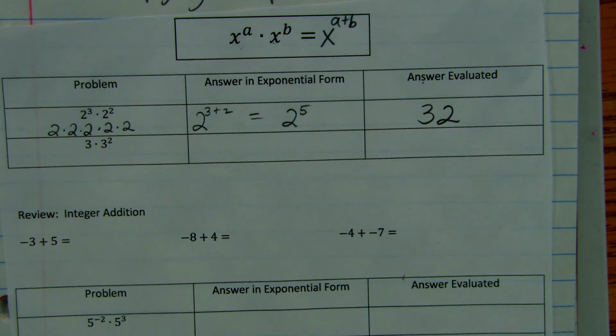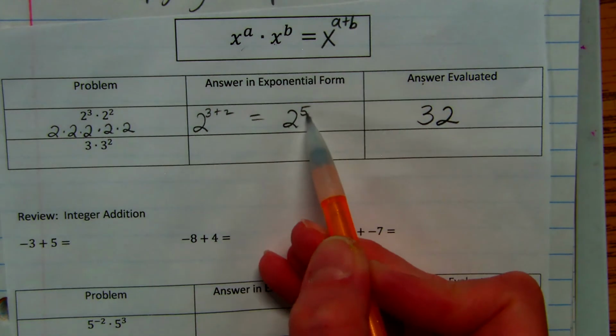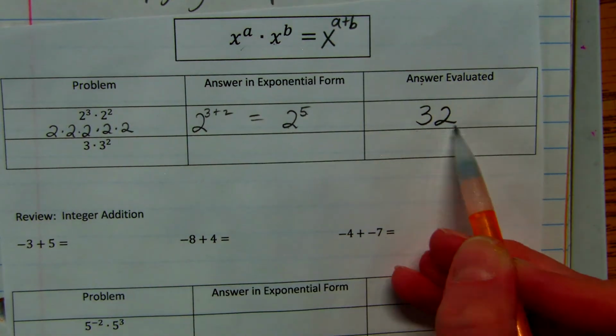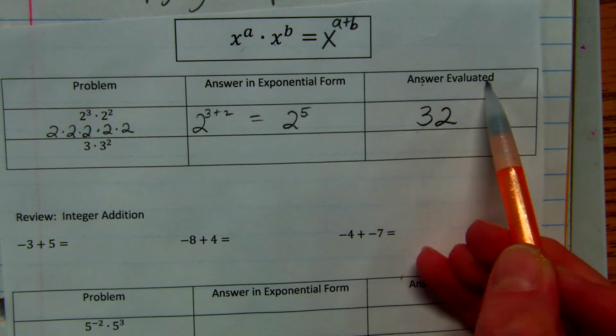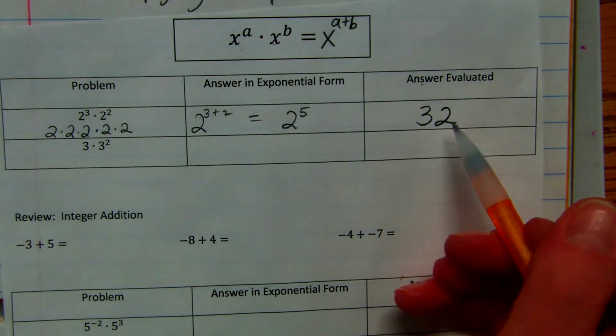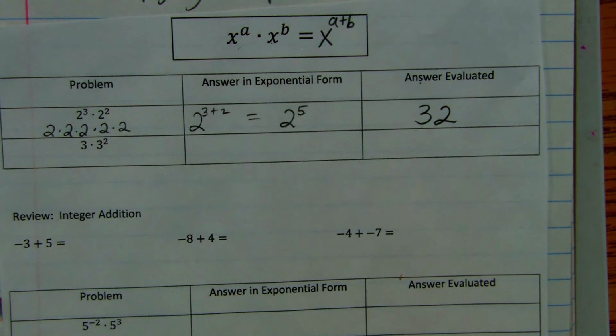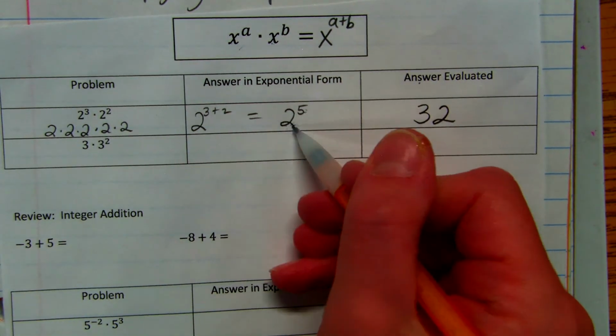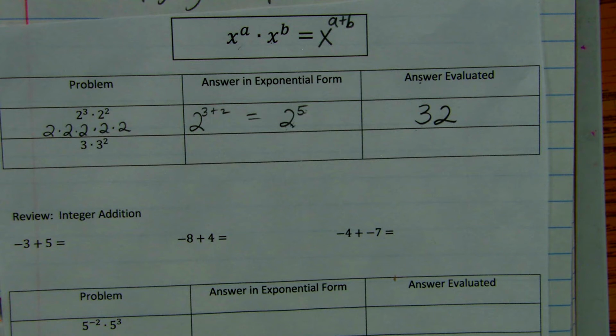So you're going to be asked to do 2 different things with this lesson. One is to be able to come up with this in exponential form, and one is to be able to come up with the answer evaluated. If you see the word evaluate or evaluated, however it's worded, that means they want the final answer. If it says to write it in exponential form, they're looking for this. Okay? So let's take a look at the next one.